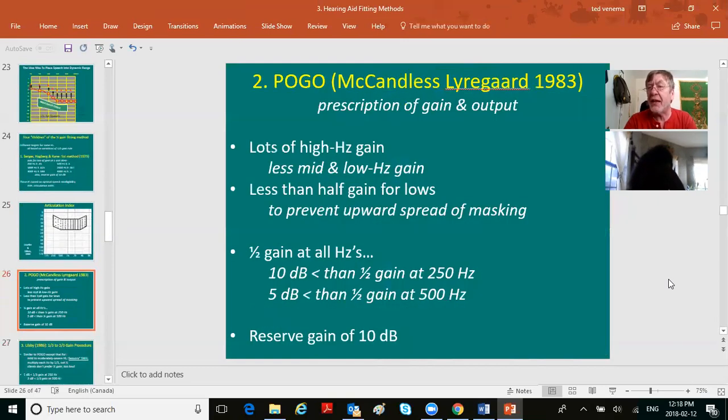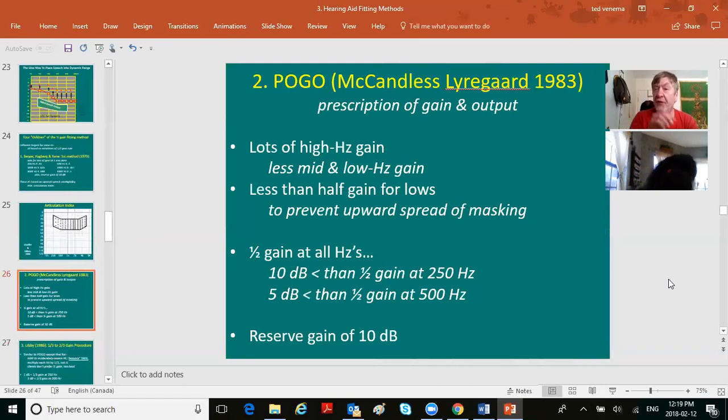Now, if you go to the second fitting method, came out in 1983. POGO. Has nothing to do with a pogo stick, okay? Prescription of gain and output. It's the second method to come out. And look what it did. It said, no, Berger, we don't really agree with you. We think we need more gain and most gain at 4,000 hertz, okay? But you're giving too much gain at 1 and 2. We don't think you should give as much.